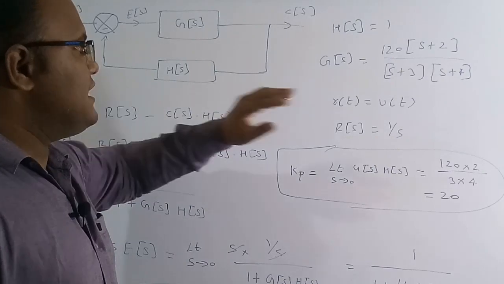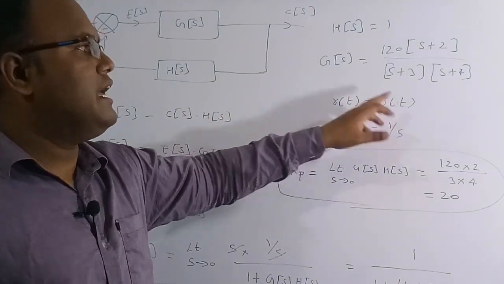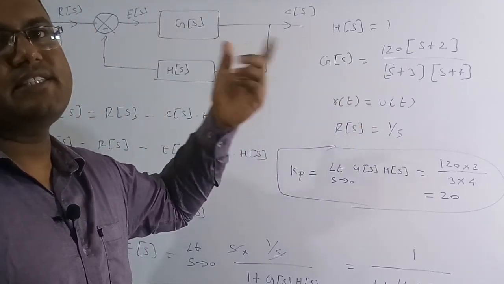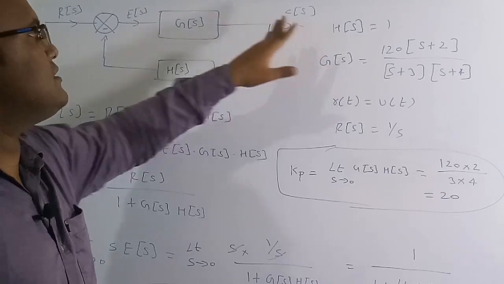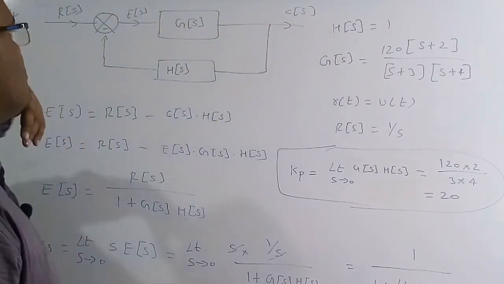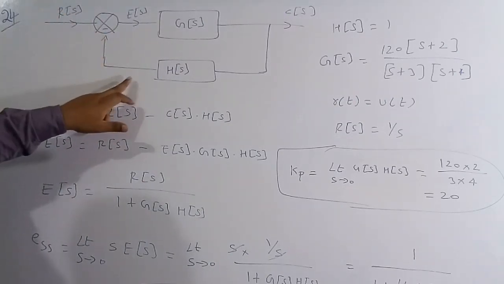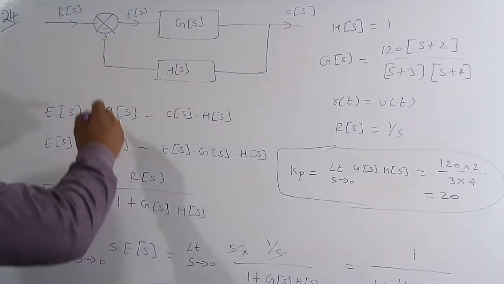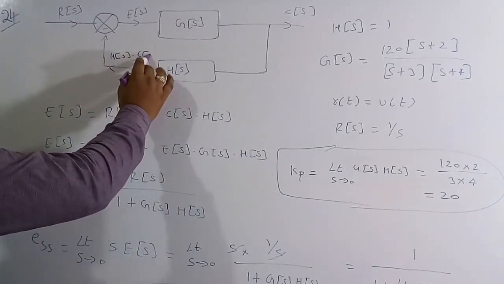So based on this, if the input is a unit step, meaning 1 into u of t, then what is the steady state error we need to find? The steady state error means what is the difference between the input and the output at steady state value we need to figure out. So if you see carefully here, E of s is equal to R of s minus H of s into C of s. This response will be H of s into C of s. So therefore this is the response.